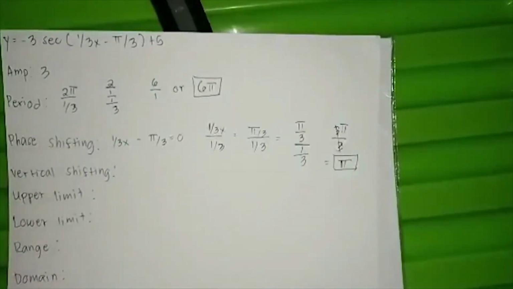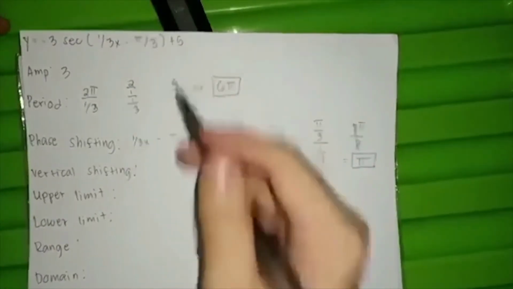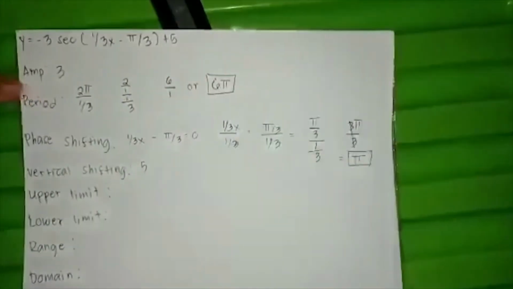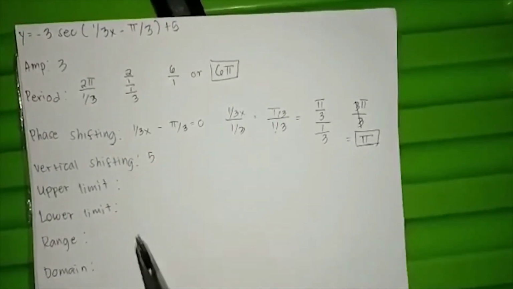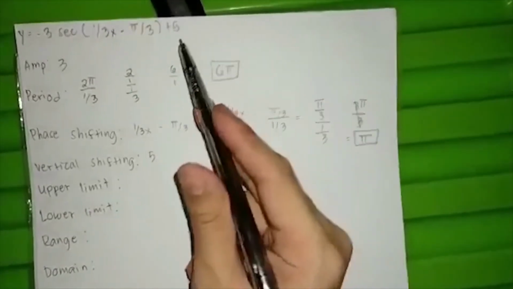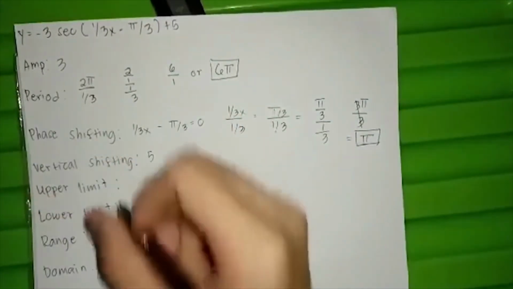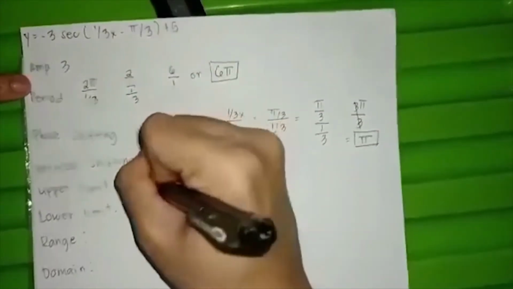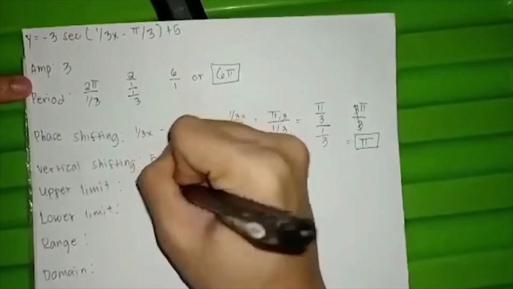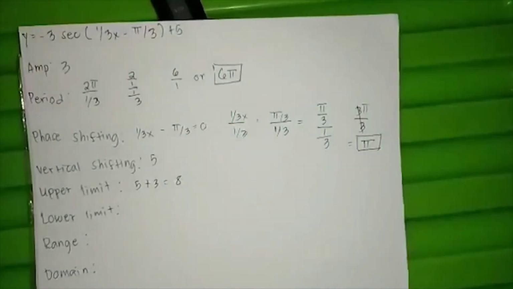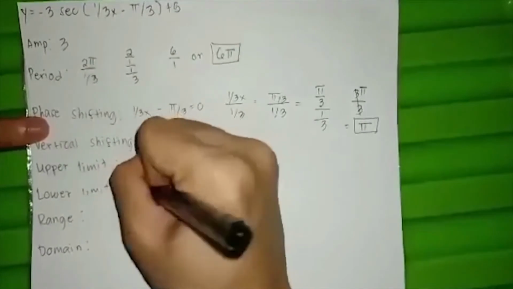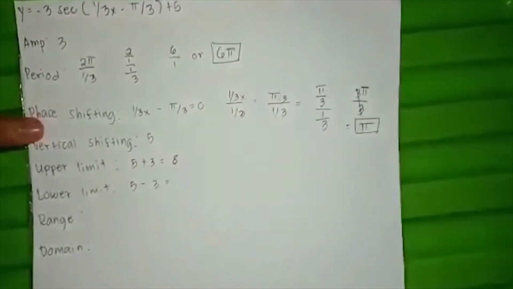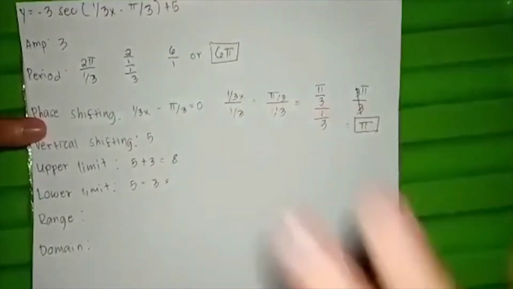Then vertical shifting. To get the vertical shifting, we just copy d, which is 5. Then to get the upper limit, we just add 5 and 3. 5 plus 3 is equals to 8. Then, to get the lower limit, we need to subtract 3 from 5. 5 minus 3. 5 minus 3 is equals to 8. Ay, 2 rather.